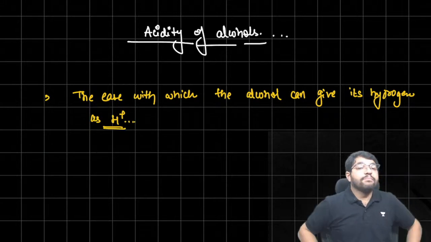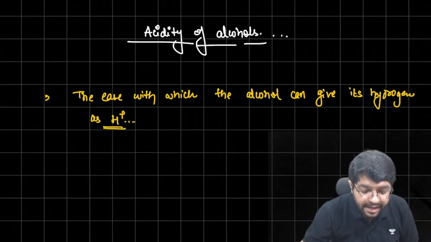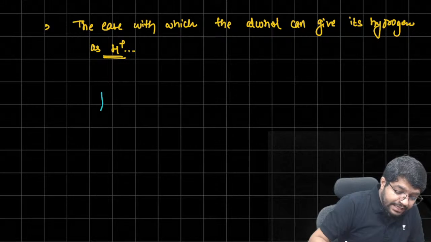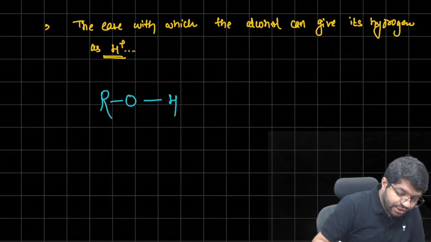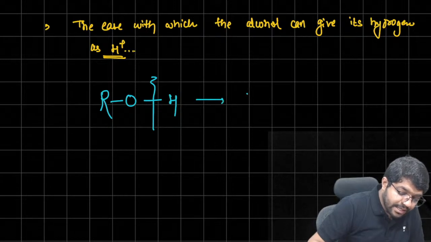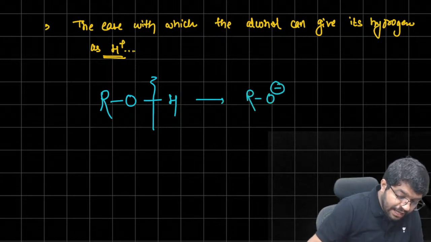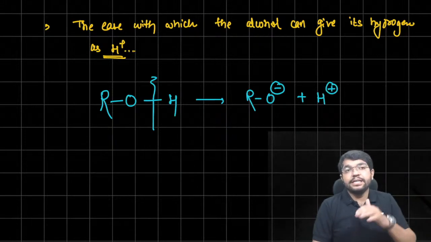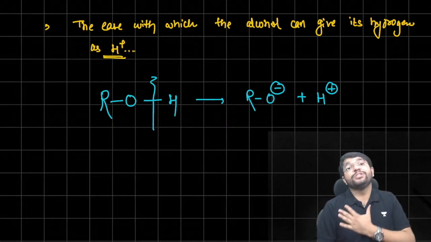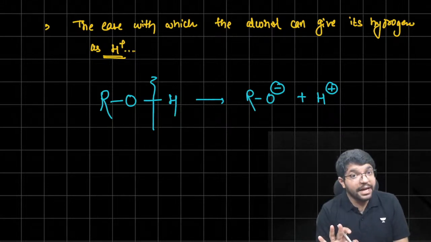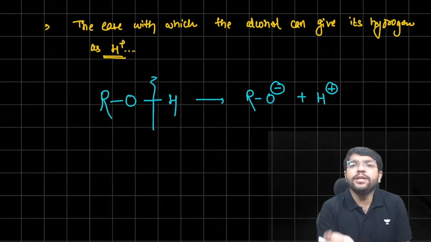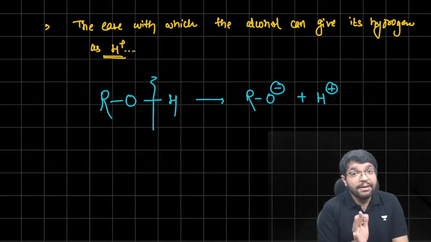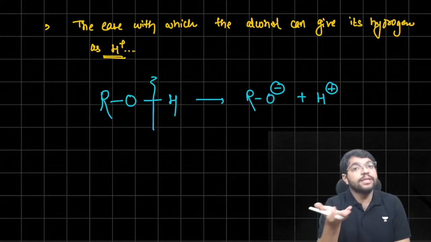It's very, very simple. ROH has to break into RO minus and then H plus. It is like my breakup with my girlfriend, which is hydrogen. If after my breakup I am stable, I am happy doing the breakup.